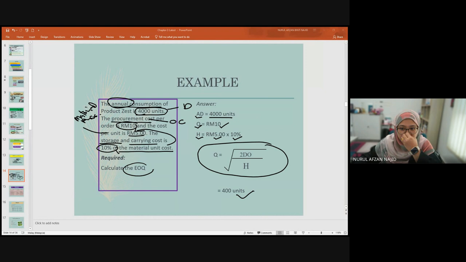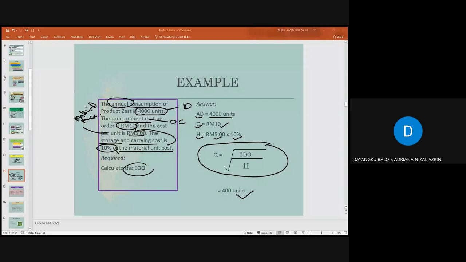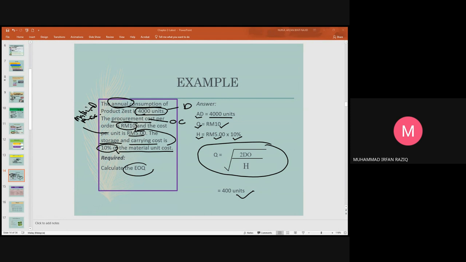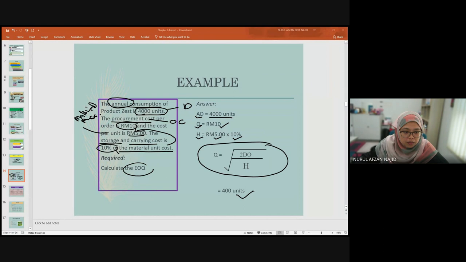Balkis, dapat tak 400? Dayangku Balkis. Did you get the figure? Balkis, are you there? Intan, yeah. Did you get the figure 400 units? You dah kira ke belum? Irfan? Dapat, madam. Dapat 400 unit. Atirah, did you get the figure? 400? Sekejap, madam. Tengah kira.